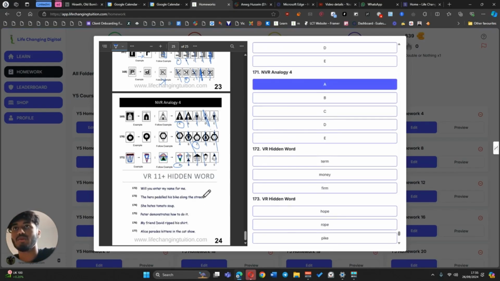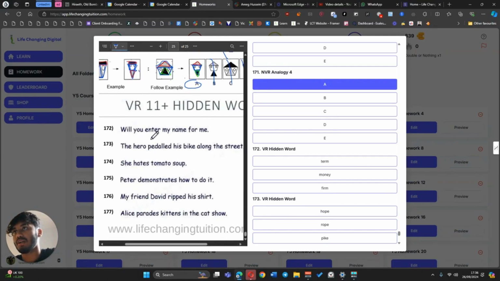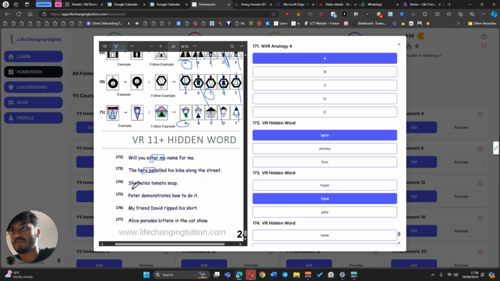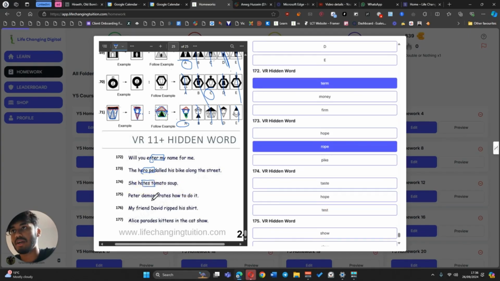So, last few questions now. Verbal reasoning, hidden word. Again, just scan between these gaps until we can find something. So I can see it already, term. And you can also always check the options. So you've got he, no, maybe rope, there we go. Test. So literally just scanning between the gaps until something shows up.